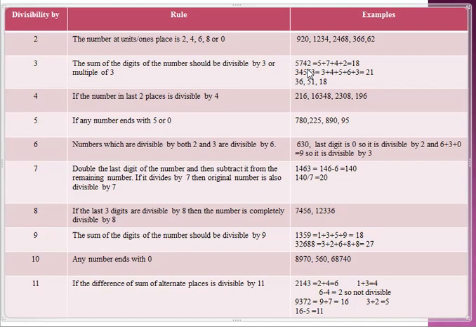Next is divisibility by 4. What you have to see is the last 2 digits of the number, the ones place and tens place. So 16 comes in the 4 table. If the last 2 digits are divisible by 4, then this number can be divided by 4.